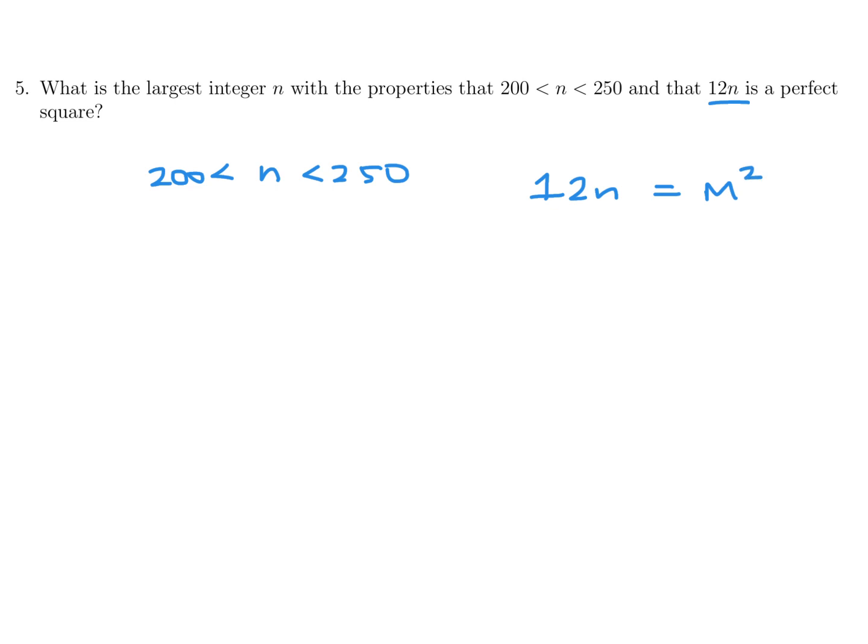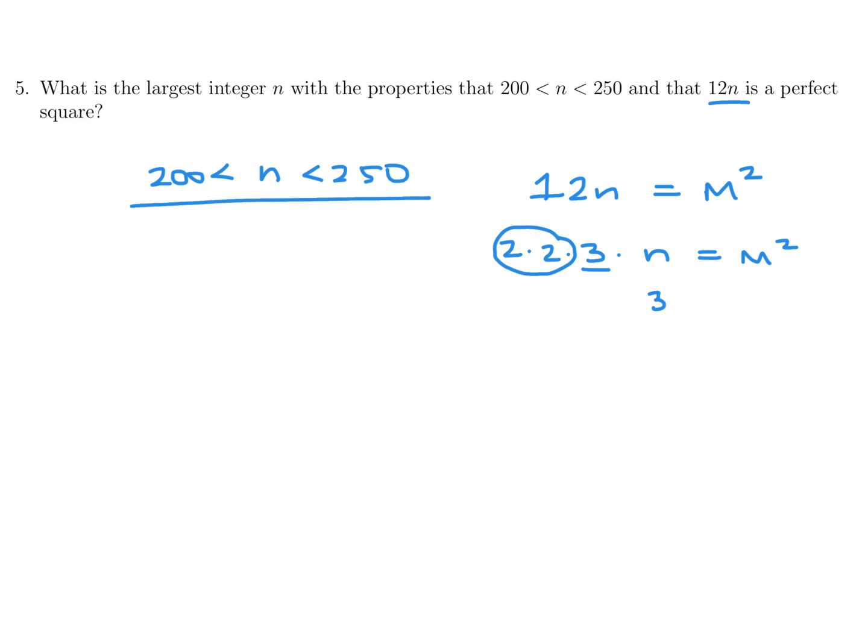Okay. Well, first of all, 12 is what? 2 times 2 times 3. And then n. Okay, so 2 times 2, that's already a perfect square. So this n has to have a 3 in it in order for it to combine with that 3 in order to give a perfect square. It could have other things, of course, in order to be in that range.